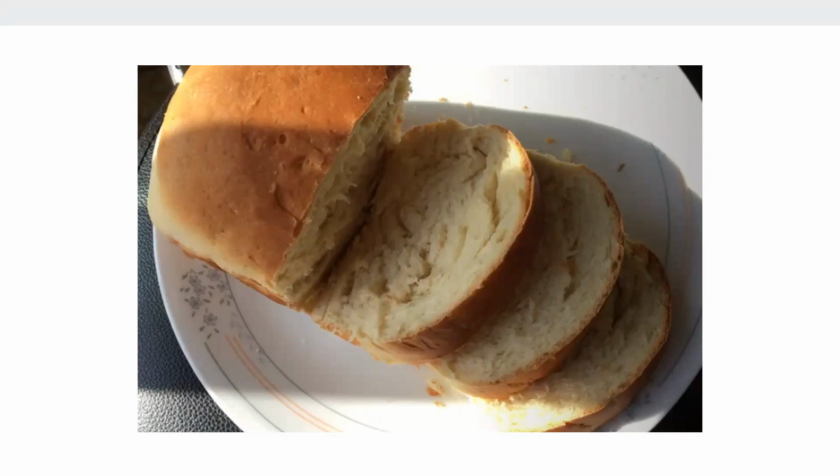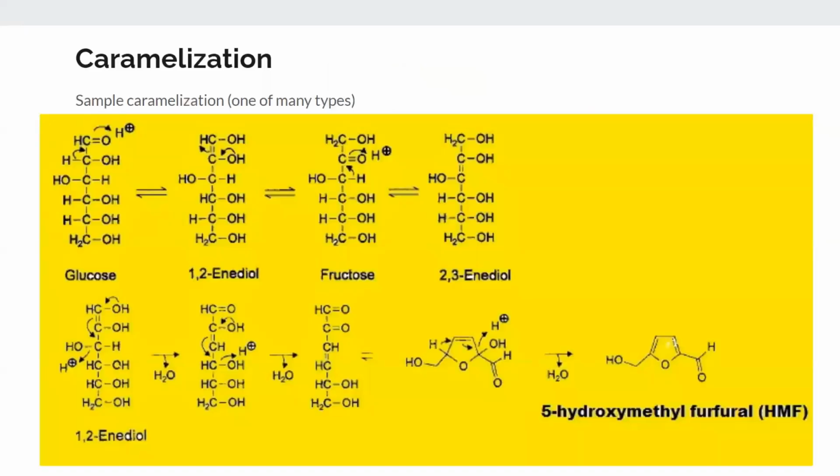Proteins in the dough denature at higher temperatures, meaning their chemical structures are degraded and their interactions with each other change. The color change of the crust is due to caramelization and the Maillard reactions. Caramelization occurs at a lower temperature than the Maillard reactions.